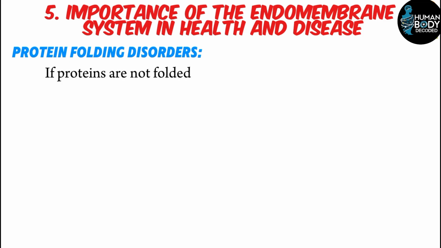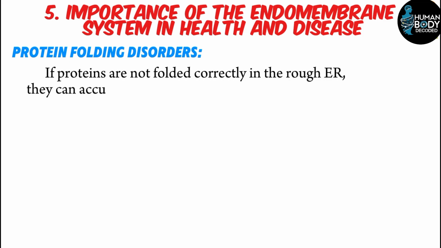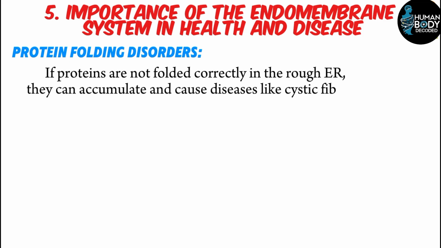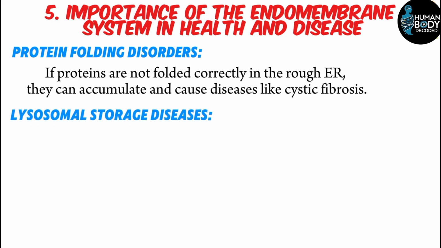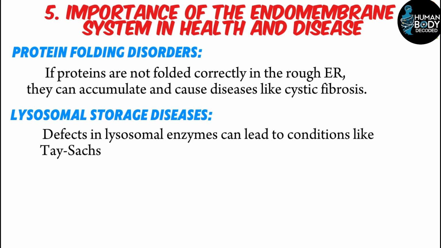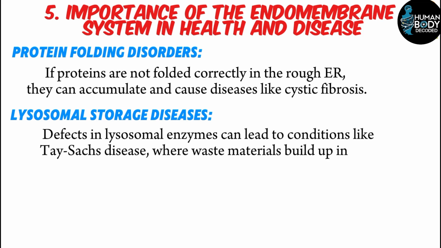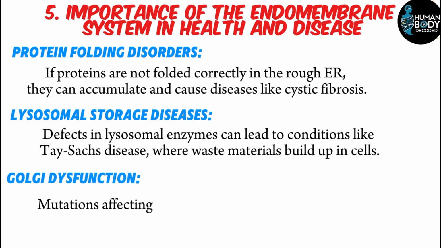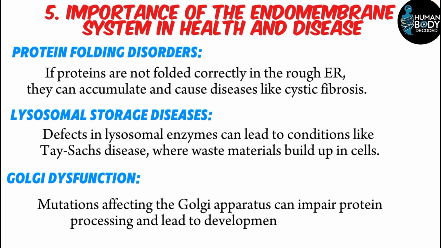If proteins are not folded correctly in the rough ER, they can accumulate and cause diseases like cystic fibrosis. Lysosomal storage diseases. Defects in lysosomal enzymes can lead to conditions like Tay-Sachs disease, where waste materials build up in cells. Golgi dysfunction. Mutations affecting the Golgi apparatus can impair protein processing and lead to developmental disorders.